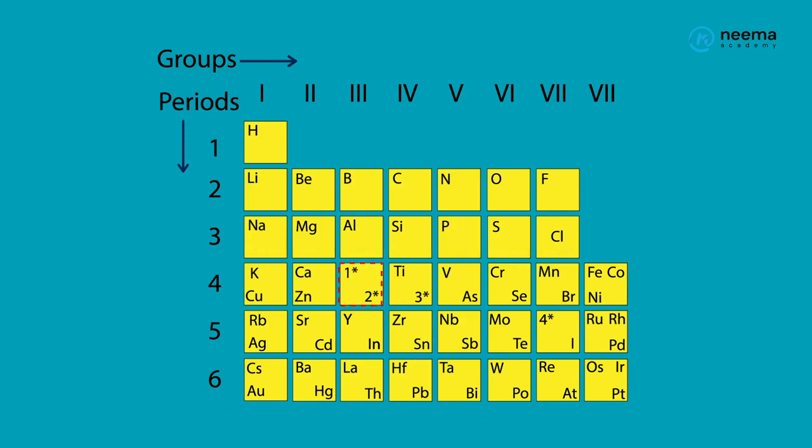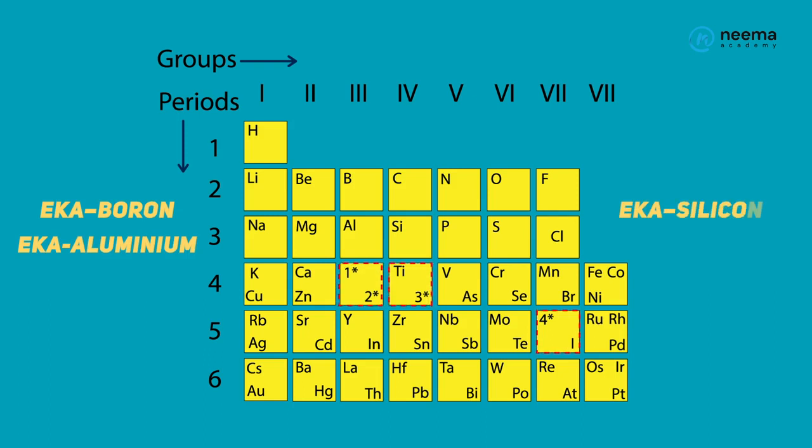Mendeleev left some gaps in his periodic table. Can you say the reason behind this fact? Many elements were not discovered when Mendeleev formed the periodic table. So he left some gaps for the undiscovered elements and proposed names for them. For example, eka-boron, eka-aluminum, eka-silicon, eka-manganese, etc.